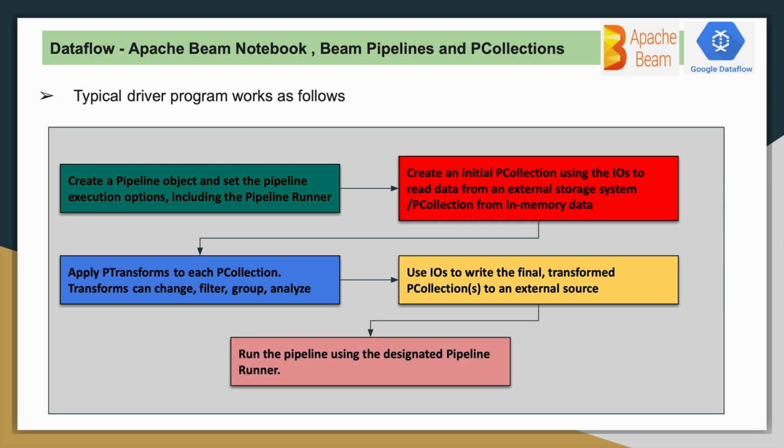Finally, we'll have to run our pipeline on the designated pipeline runner. For example, Dataflow, Spark, Flink, etc. So this is how our driver program works, right?